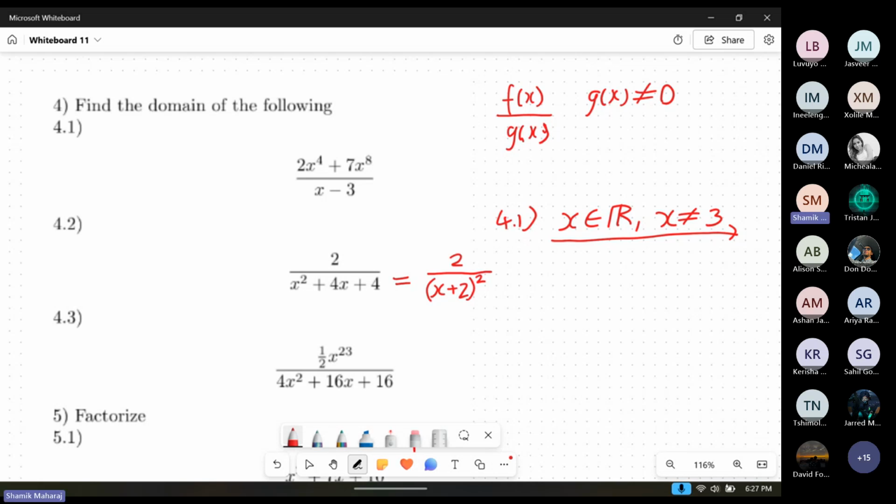So from here, firstly, it's clear that the numerator of these fractions serves no purpose. It doesn't matter. That's why in 4.3 I made it look weird, because it doesn't change anything. We only look at the denominator. So the answer here is going to be x is an element of real numbers, but x cannot be negative 2, because that's the value that makes that denominator 0. So we don't like that one.